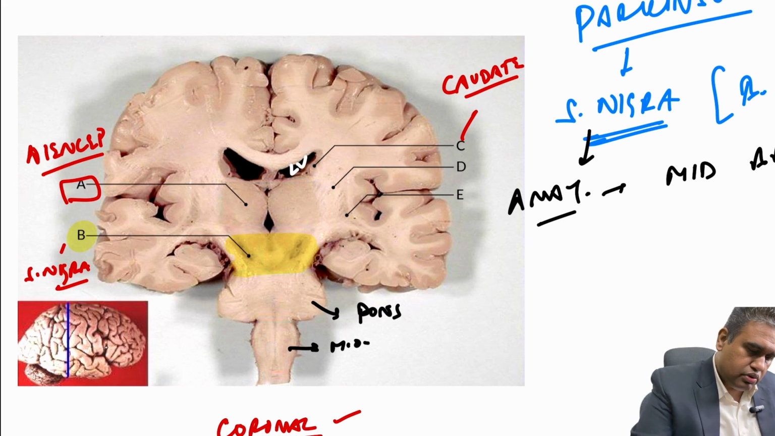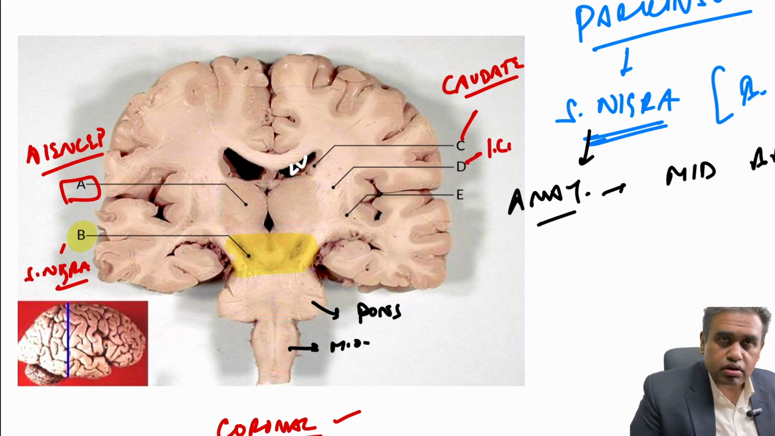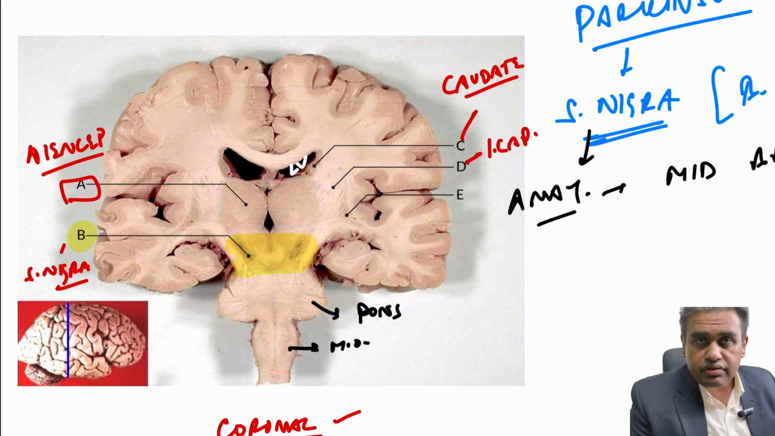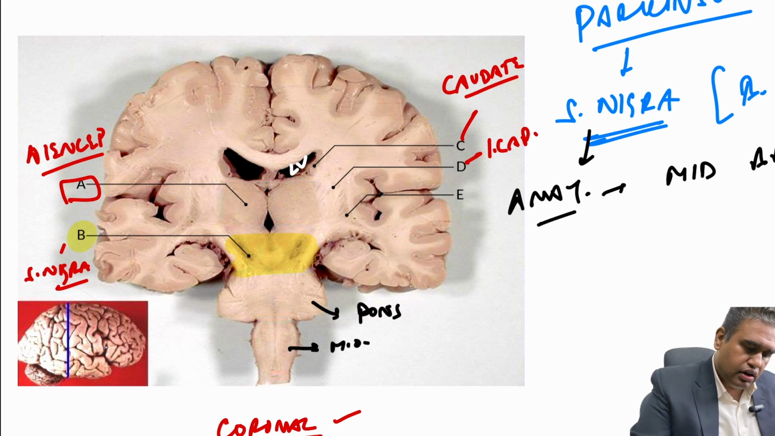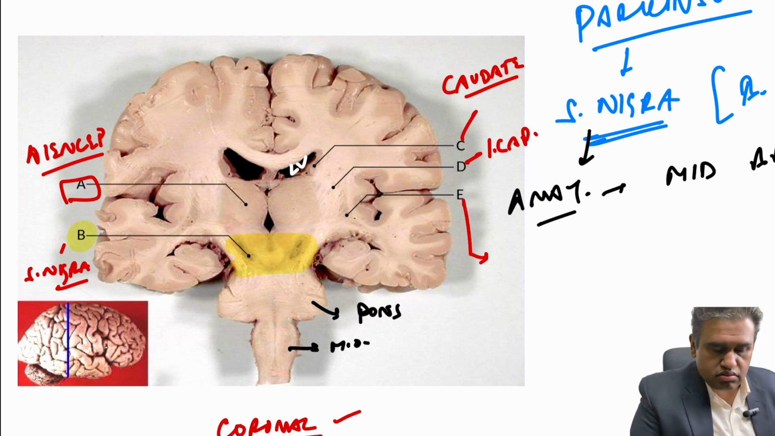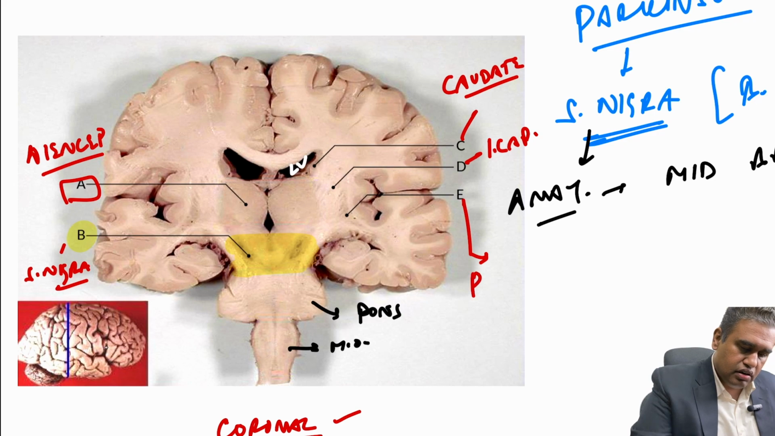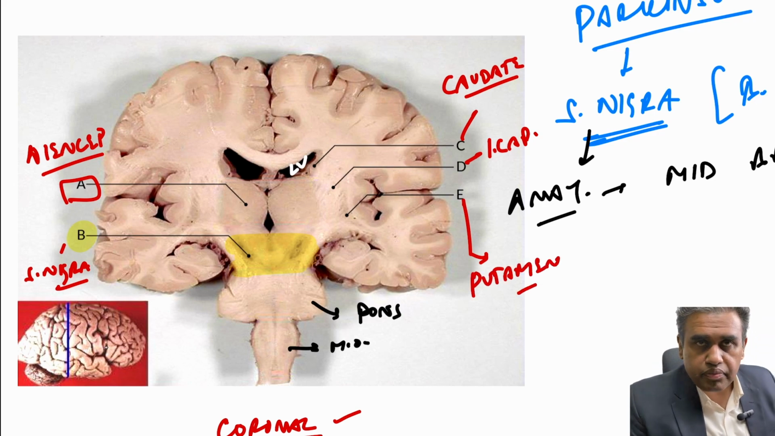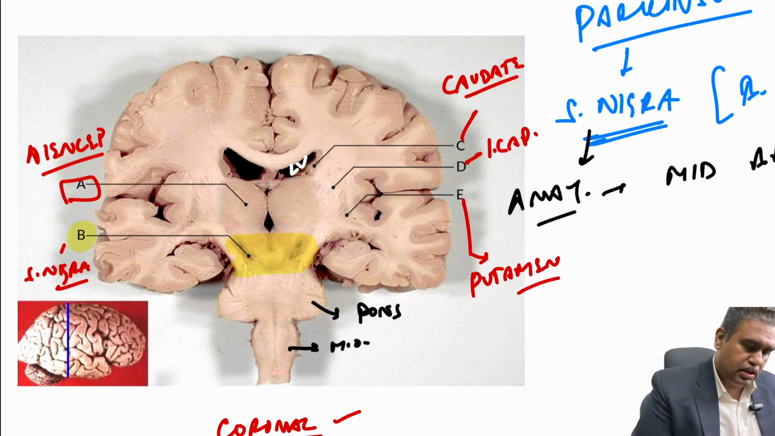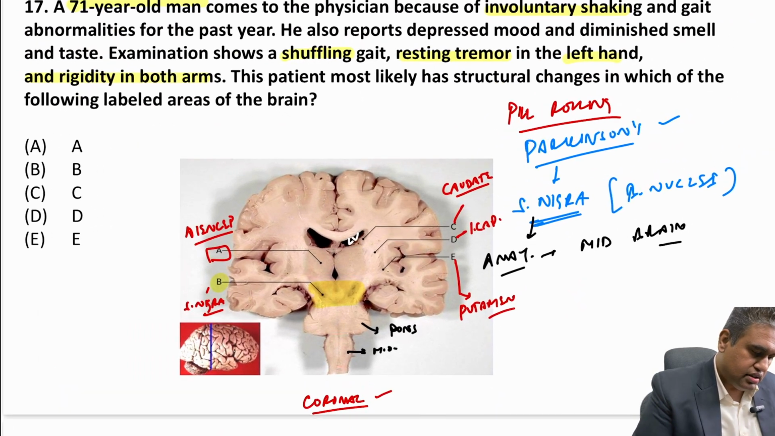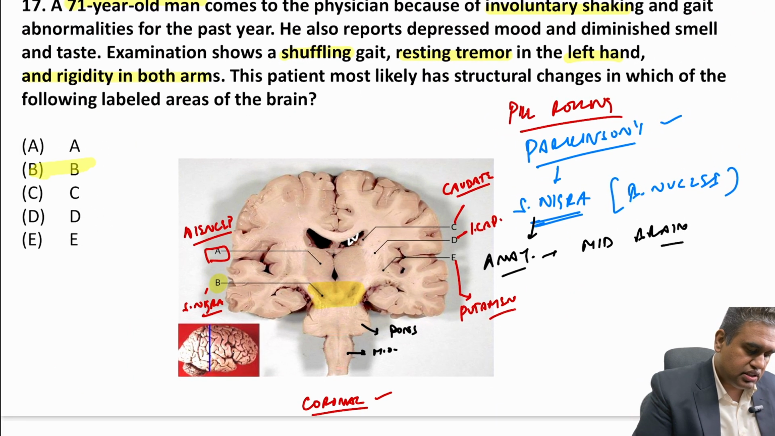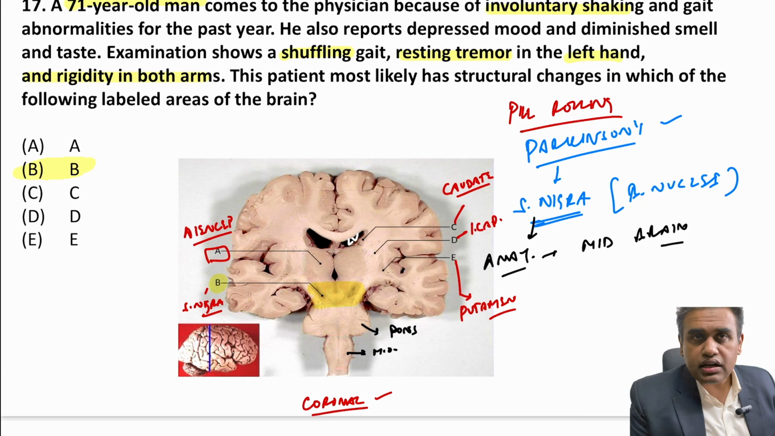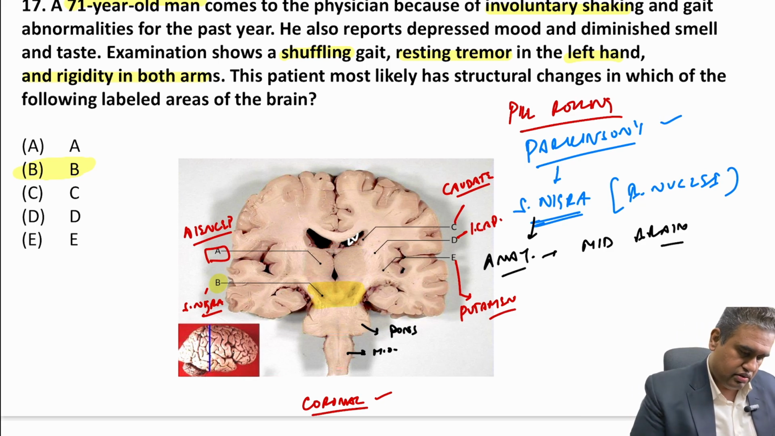Option D are the projection fibers known as the internal capsule, the white matter fibers. And option E is a part of the lentiform nucleus, could be a putamen over here. Again, we are mainly referring to the basal ganglia. Now, considering all of this, we know the answer. The answer is option B, that is the substantia nigra, anatomically inside the midbrain. Okay, let's see the next one.